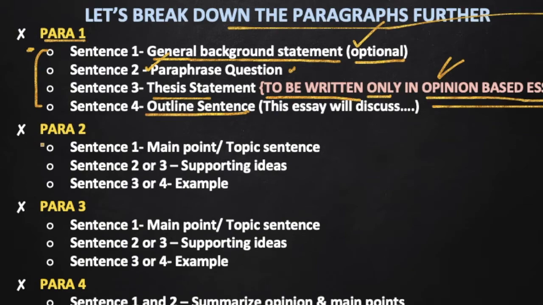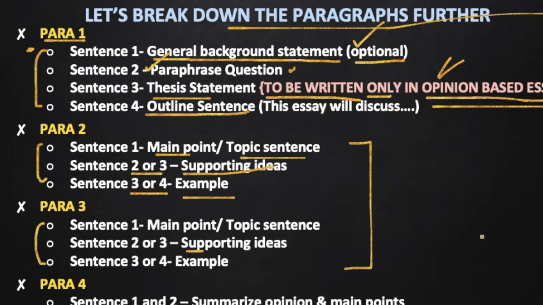Coming to the body paragraphs, they should follow the same pattern, which is first you are stating the main point, which is the topic sentence, then your explanation of that topic sentence in 2 or 3 sentences, which is your supporting ideas in both. Then sentence 3 or 4 should have examples. So at least 2 body paragraphs or a maximum of 3 body paragraphs discussing one key point each. So there should be no mixing of ideas in any of the paragraphs. One para should have one controlling idea.